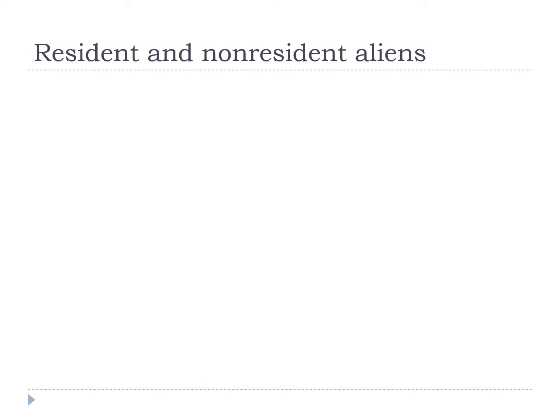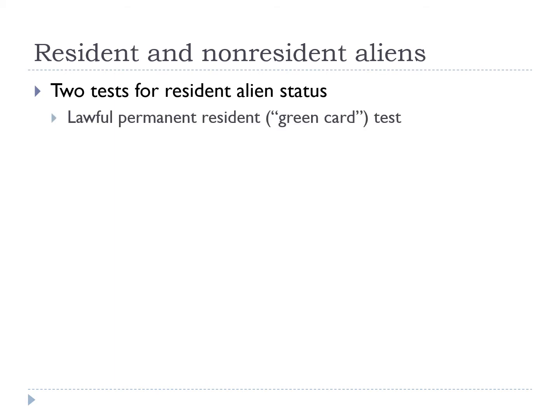Resident aliens are taxed in the United States on their worldwide income, while non-resident aliens are taxed only on U.S. source income. Accordingly, it is very important to distinguish between these two types of taxpayers. An alien is a resident alien of the United States if he or she meets one of the following two tests. The person meets the lawful permanent resident or green card test. The person meets the substantial presence test.